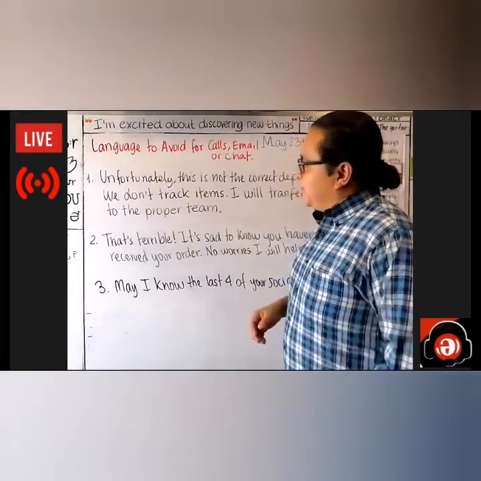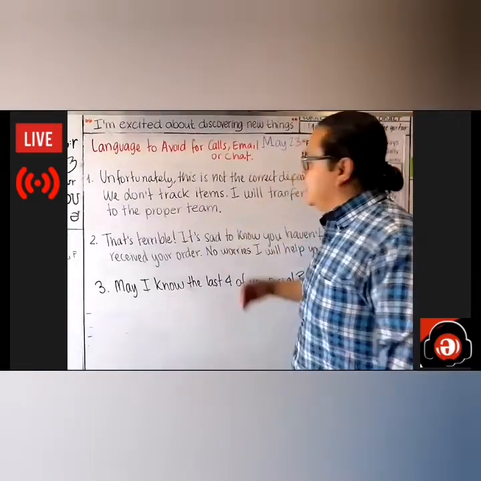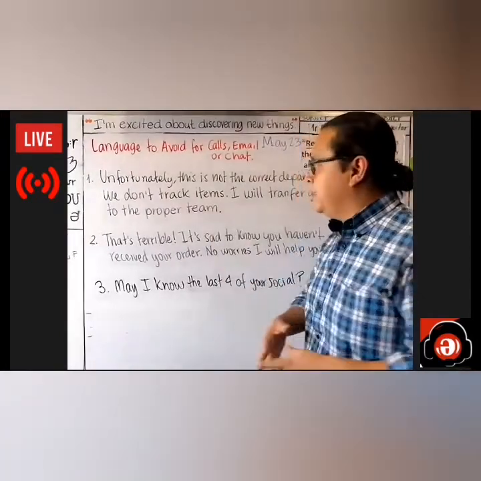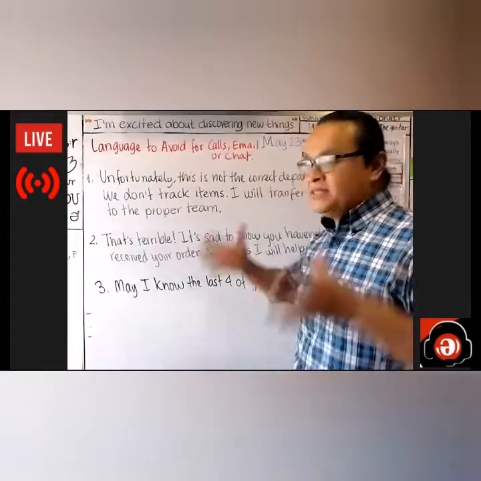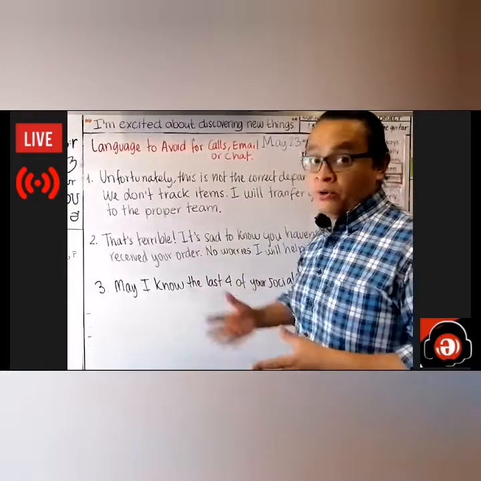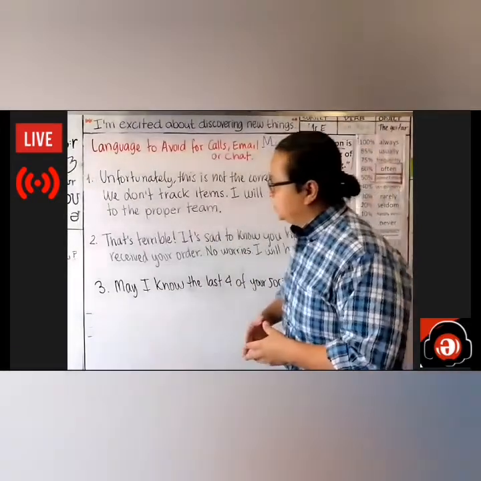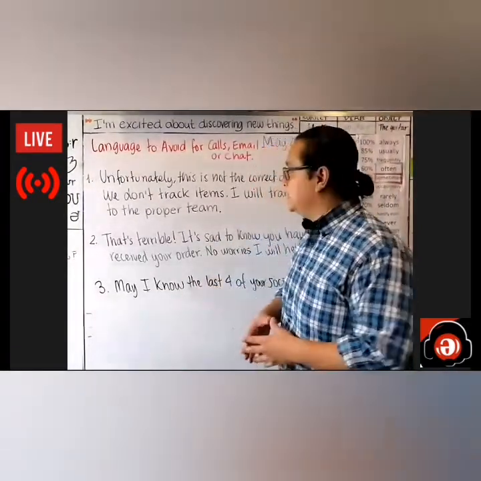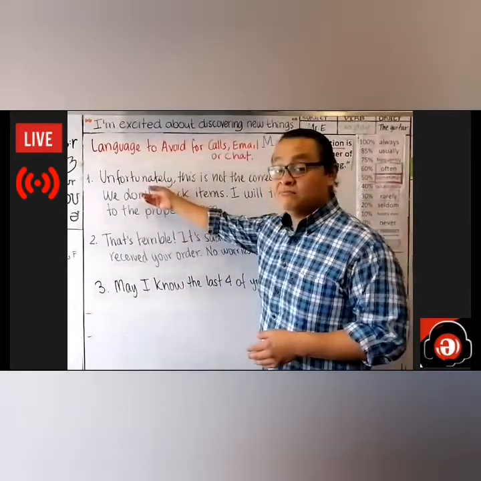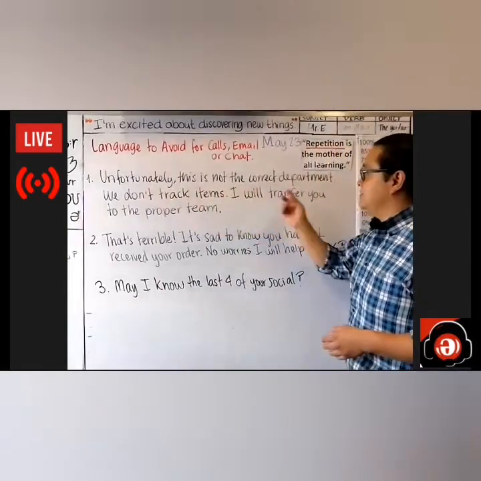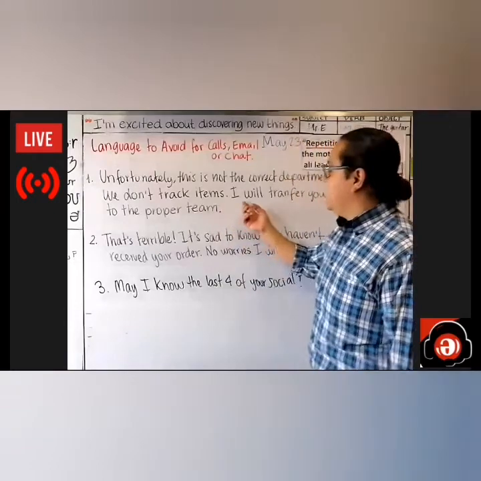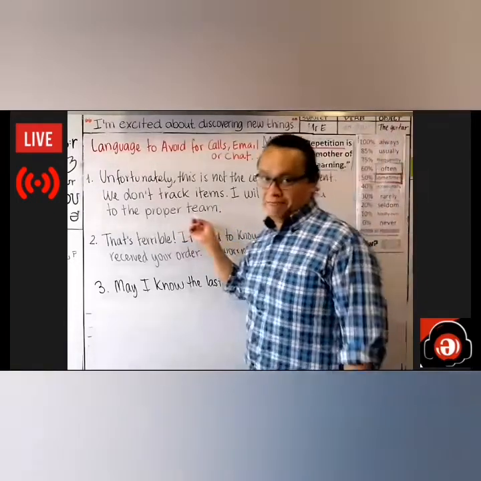Here's an example, right? Let's say that you got a call and somebody's requesting the tracking of an item, but this is not under your scope of support because you work in the sales department or some other type of department. So this is a common response that I've seen, for instance, using negative language: "Unfortunately, this is not the correct department. We don't track items, and I will transfer you to the proper team."